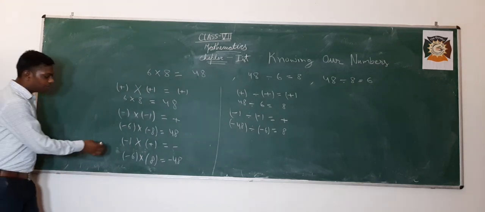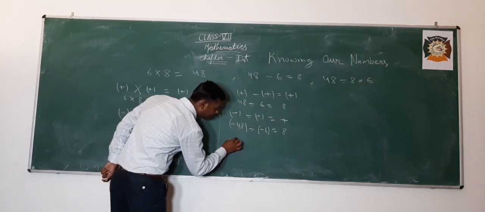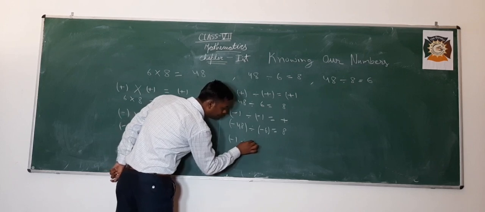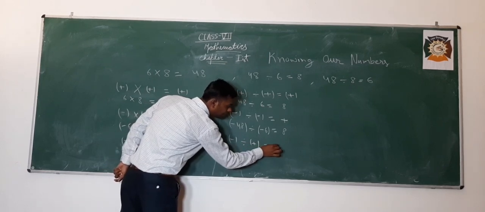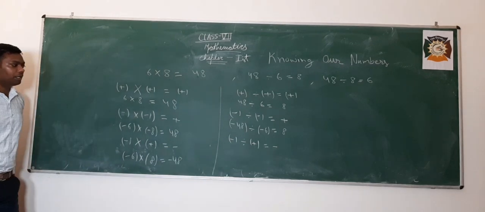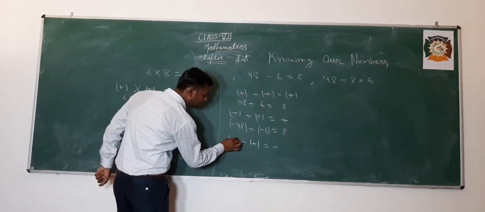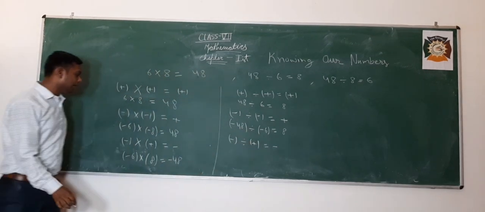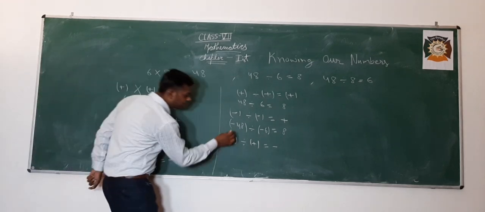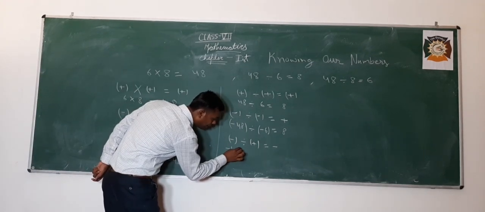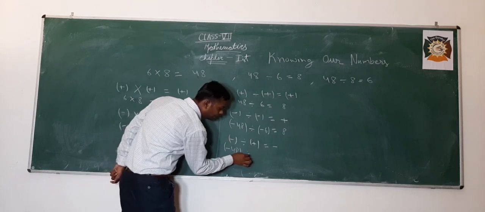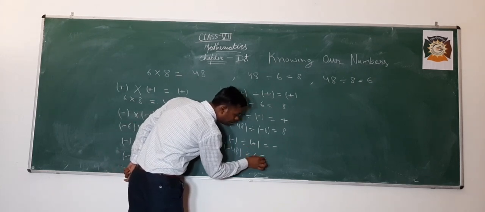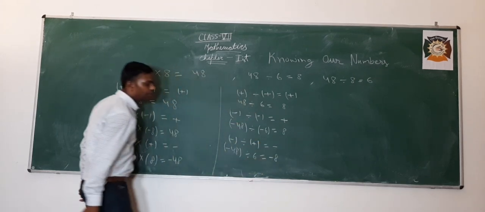And the third case, when a negative number is divided by a positive number, that will be negative. Negative number divided by positive number, that will be negative. Consider the same numerical value. Minus 48 divided by plus 6 is equal to minus 8.